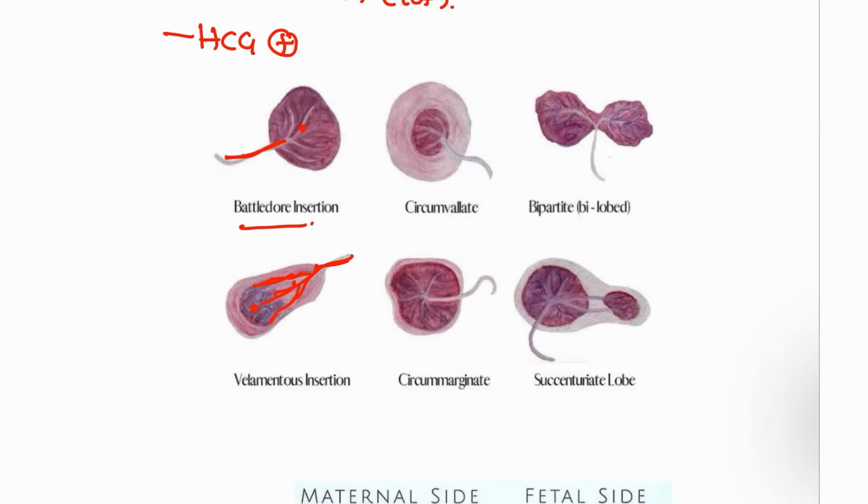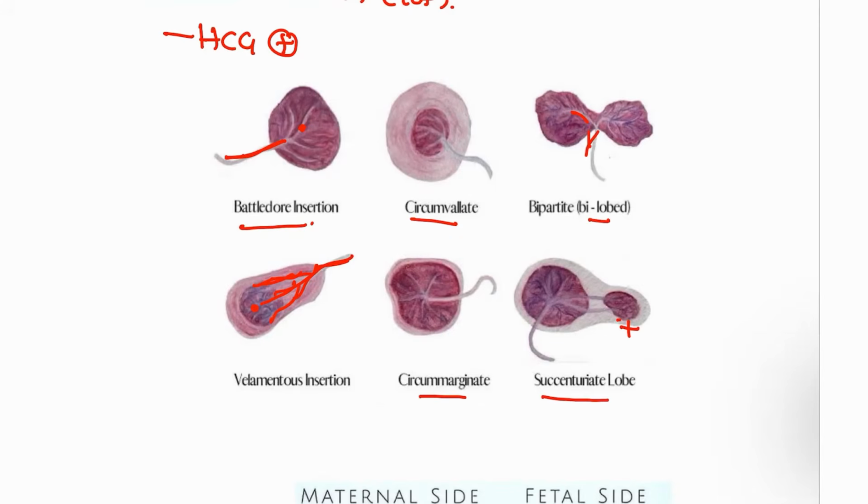Next, coming to the other abnormalities: the succenturiate lobe, an extra lobe present for the placenta. Next, there is also bilobed, a multilobed placenta with a single cord, known as bilobed. Next, we have the circummarginate and circumvallate.